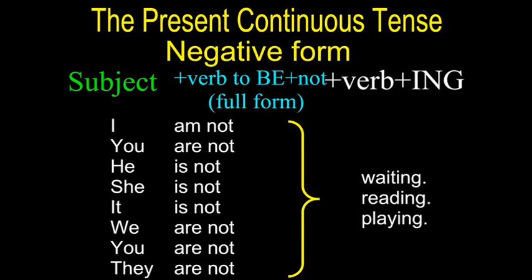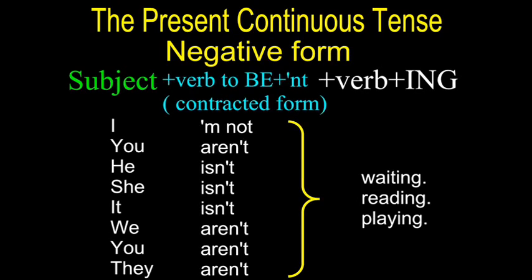For the negative form of the present continuous tense, you need the verb to be plus not. In this video, we're going to see the full form of the verb to be: the subject plus the verb to be plus not plus the verb with the ing. For example, I am not waiting. We are not reading. He is not playing.